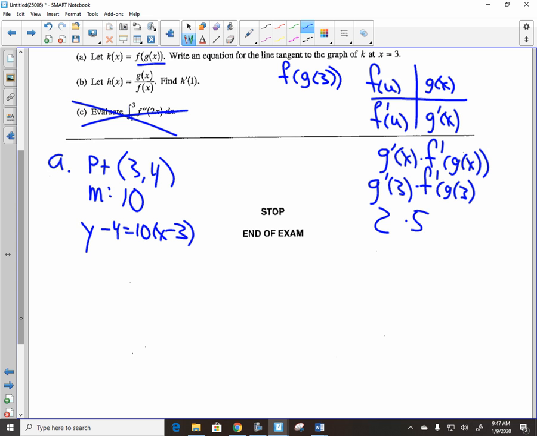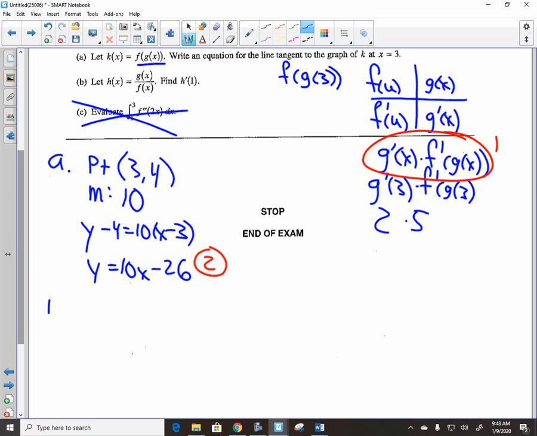You can leave that as your answer in the AP exam. They'll give you full credit. Or y is equal to 10x minus 26. As they score this kind of a problem, they give you a total of 3 points. You get 1 point for knowing this derivative formula, and then you get 2 points for coming up with the equation for the line tangent, because it required the slope and the point.